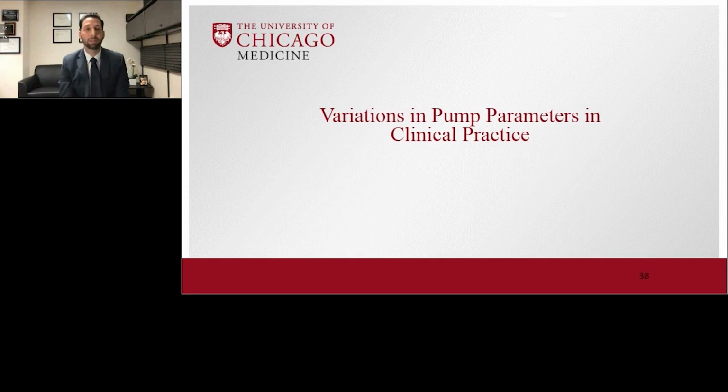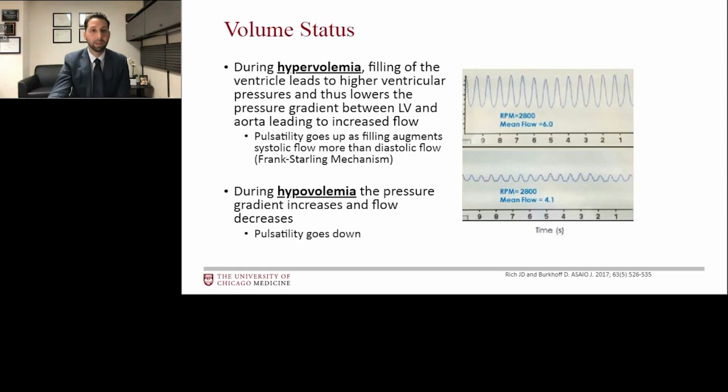Okay, let's put it all together and look at clinical scenarios and use these parameters to manage our patients. So what happens when there's a change in volumes? During ventricular filling, for example, a hypervolemic state, we have a rise in left ventricular pressure. And when that happens, left ventricular pressure gets closer to aortic pressure. Since that pressure gradient is now narrowing, and I've described that that's a scenario that increases flow through the LVAD, mean LVAD flow is going to go up.